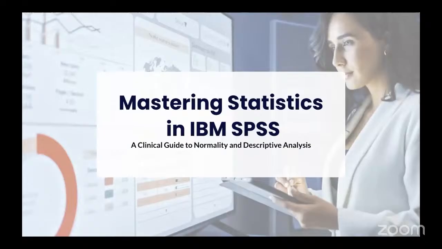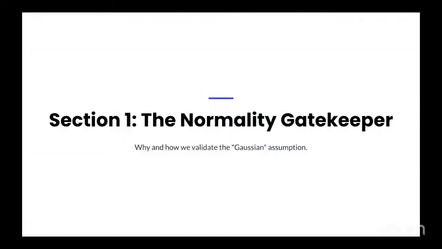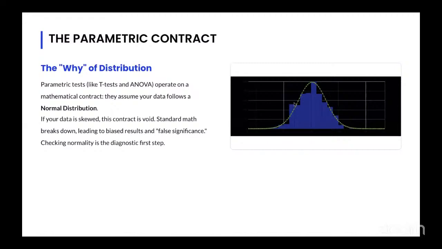So basically, today I'll be talking about mastering statistics. There are some things that we need to check when we're doing research after we gather our data. We need to check for the normality, and we need to do descriptive analysis. Section 1 is going to talk about the normality, so why and how we validate the Gaussian assumption.